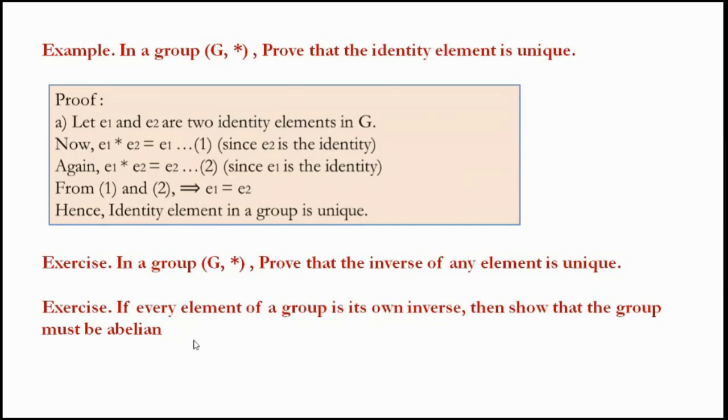So you are supposed to prove it like this: let E1 and E2 be two identity elements in G. Now E1 into E2 is equal to E1, since E2 is an identity. Again E1 into E2 is equal to E2, since E1 is identity. So thereby E1 is equal to E2. See, this is the mathematical proof that there exists one unique identity element.